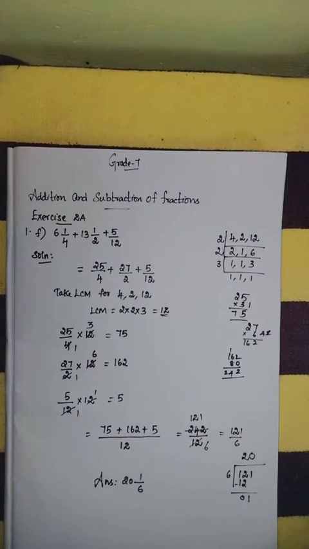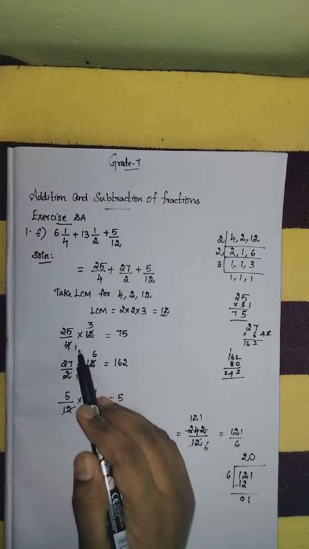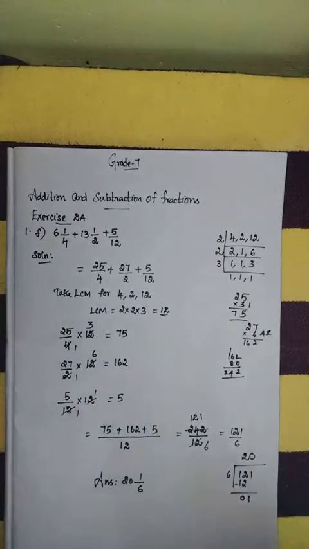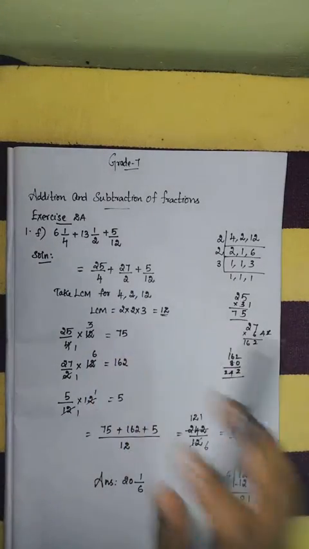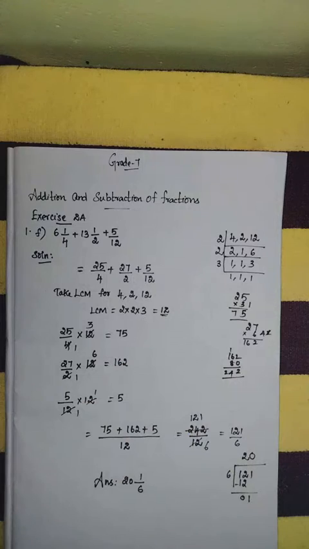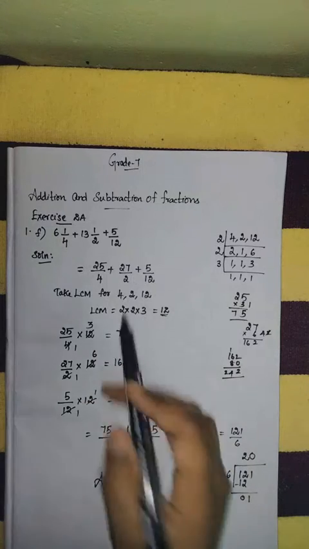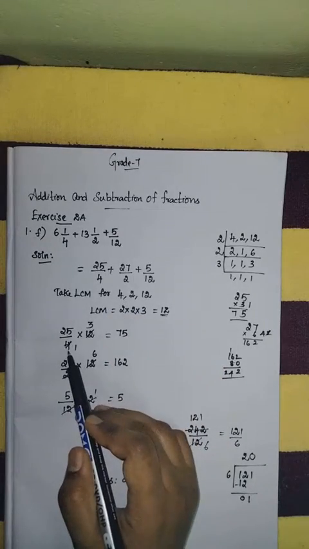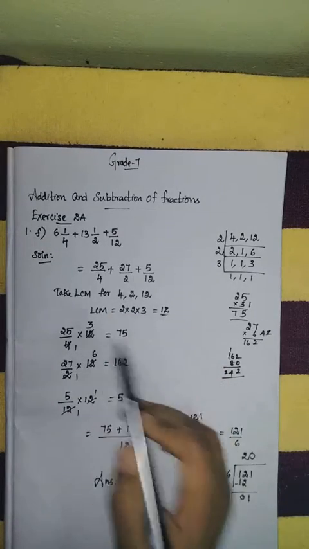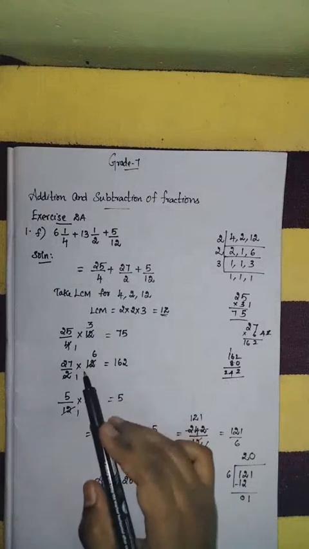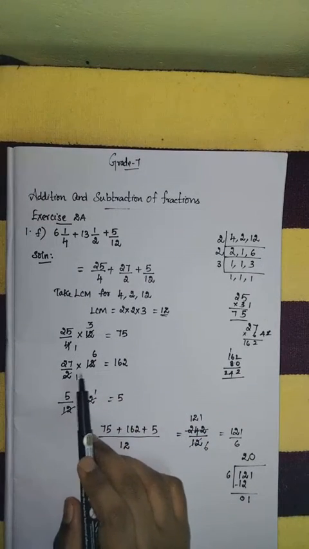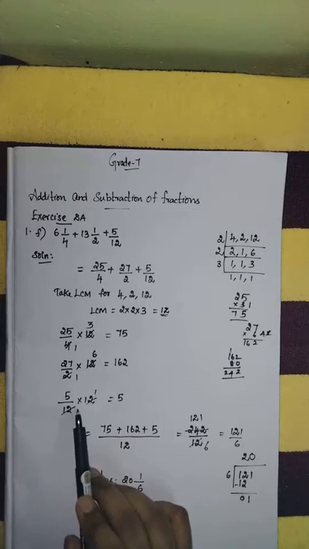So when you are taking LCM, you will be getting the number 12. The main thing is we need to change all the denominators to 12. For that we will be getting different numerators. One shortcut is, just take the first fraction 25 by 4 into 12, the answer is 75. Next 27 by 2 into 12 is 162. So 5 by 12 into 12.